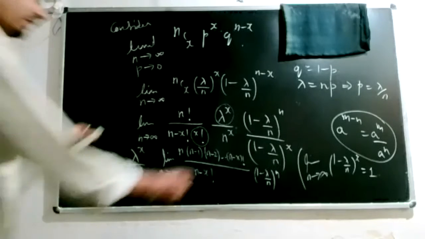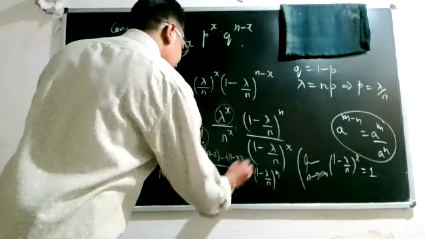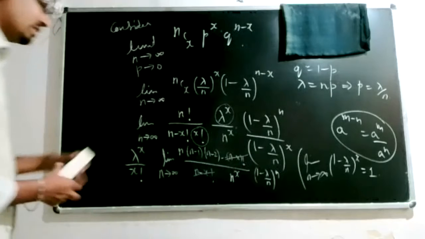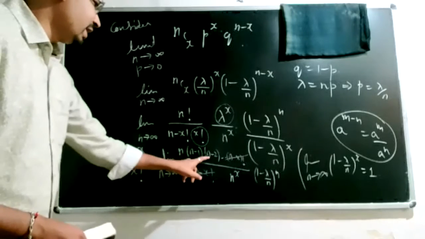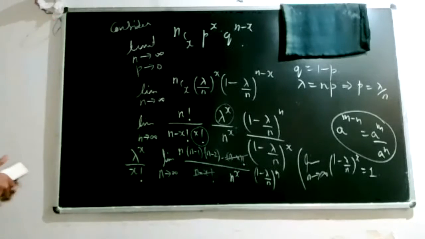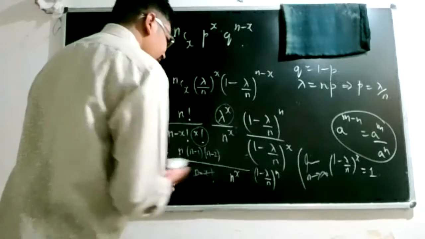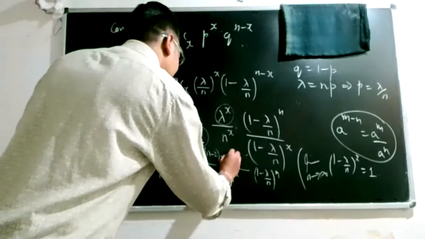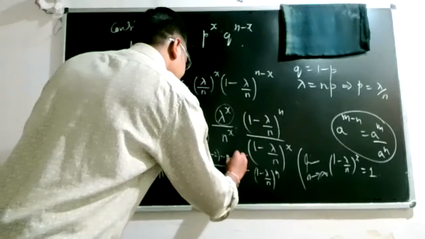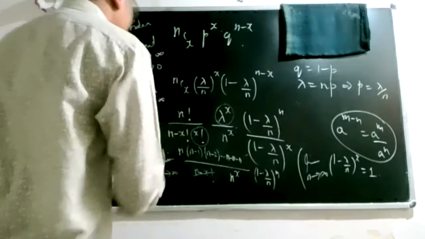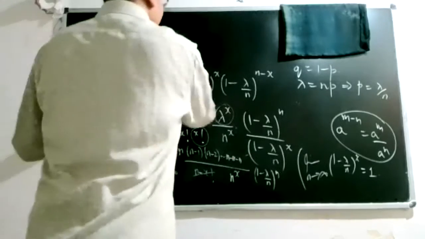Okay, and then we have n power x, so x factorial gets cancelled. Now if you count how many such n's are there in the numerator, n minus x, its previous term is n minus x minus 1.